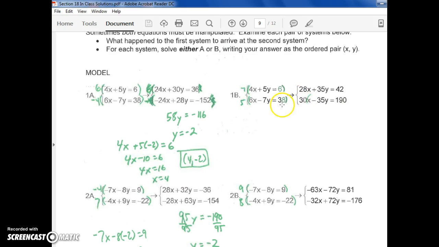In 1b, we're doing the same thing, but instead of solving or eliminating x's, we're eliminating y's. So if we do that, we're going to turn this into a 35 and a negative 35. Multiply the top equation by 7 and the bottom equation by 5. Then when I add these up, I'll end up getting the same thing for x. I'll get 4 for x, and then I can solve that for y.